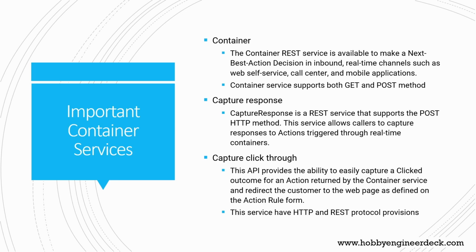So this API provides the ability to easily capture a clicked outcome for an action returned by the container service and redirect the customer to the web page as defined on the action rule form. Basically, in the treatment, you have defined the click through URL, correct? That means whenever the customer clicks on that particular action, they will be redirected to the target website. At the same time, Pega will also receive that click action.